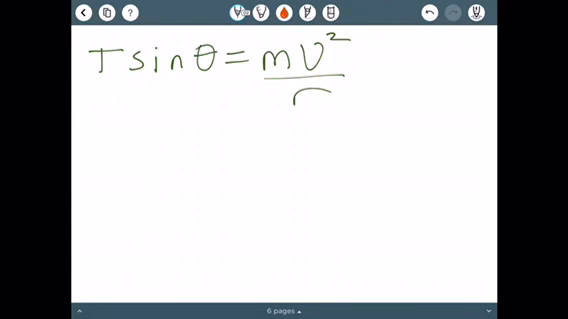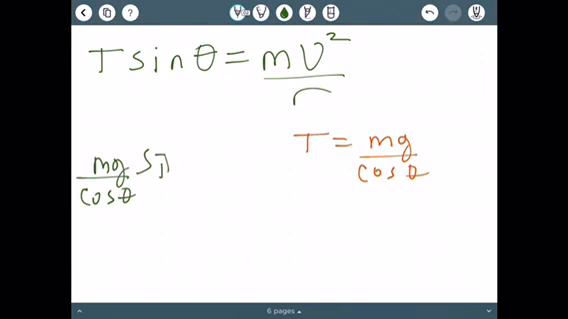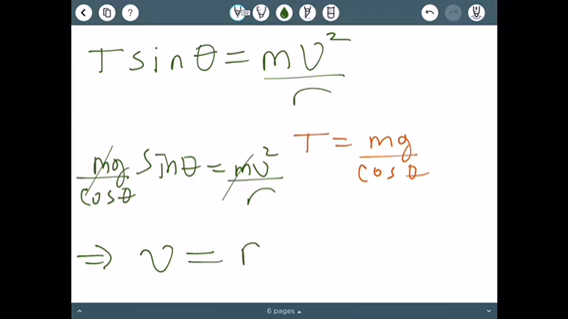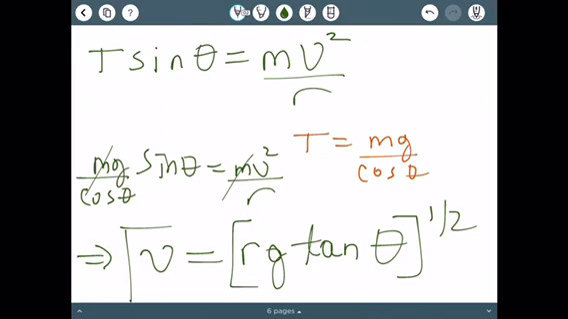We know the tension is equal to mg over cosine of theta, so we substitute this expression into the previous one, and we get mg over cosine theta times sine of theta equals mv squared over r. The m's cancel out, so when I solve for the speed, the sine over cosine will give me tangent, to get a final expression of rg times tangent of theta, and take the square root of that. And you should get about 1 meters per second. Alright, I hope that's useful.